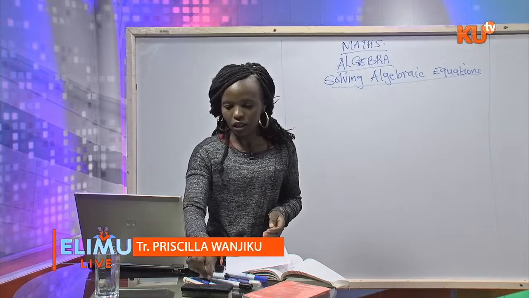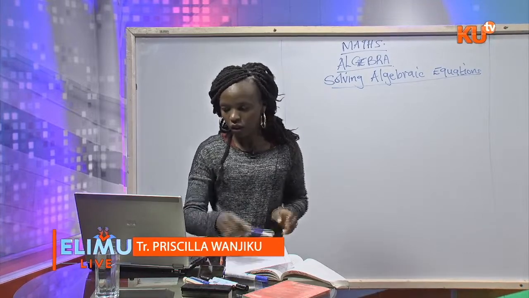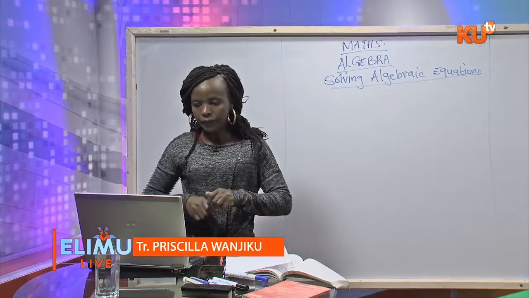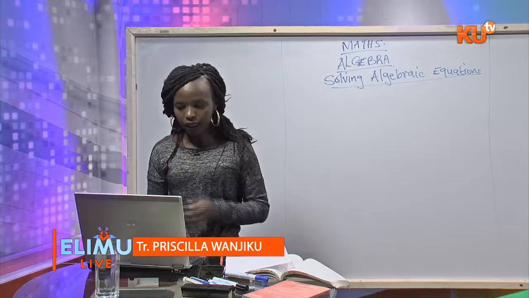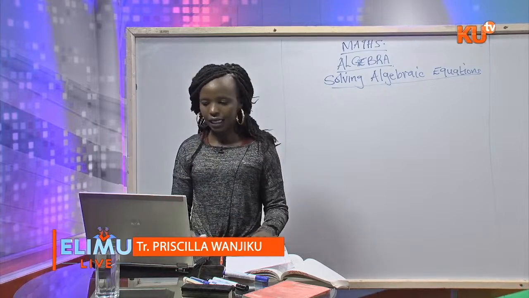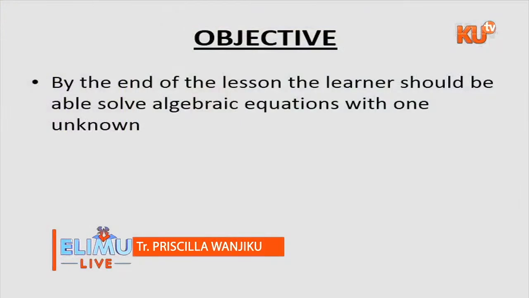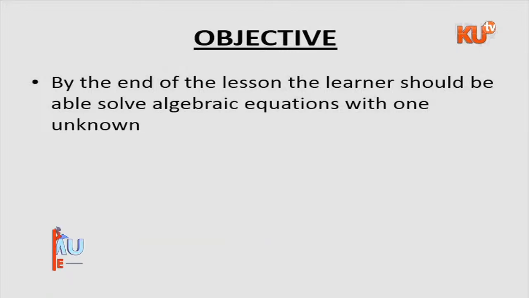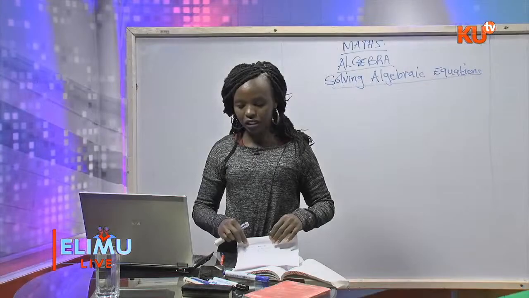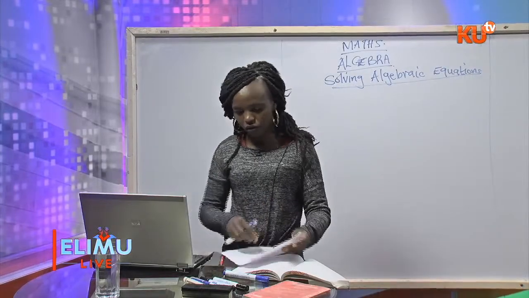So we'll start by stating our lesson objective. And our lesson objective is, by the end of the lesson, we should be able to solve algebraic equations with one unknown. So that is our objective. We hope that you are going to achieve it by the end of the lesson.